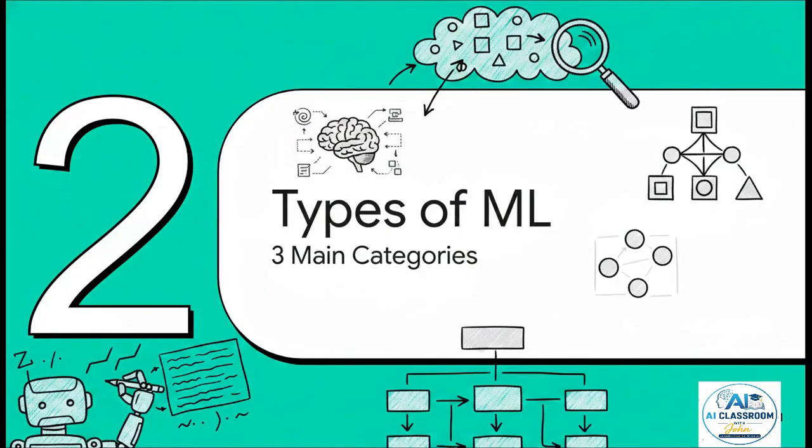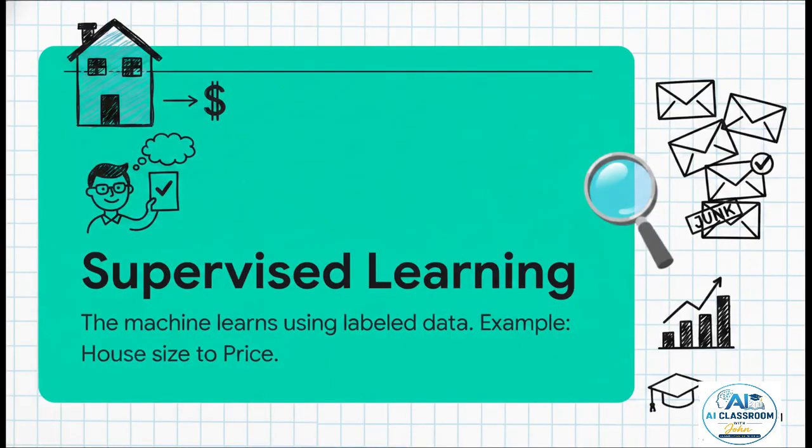Okay, so now that we know what it is, Section 2, the 3 types of learning. The first type is supervised learning. This is where the machine learns using labeled data. It's kind of like a teacher guiding a student with an answer key. If we input the size of a house, the output is its price. The system learns the relationship between the two because we handed it perfectly labeled examples.